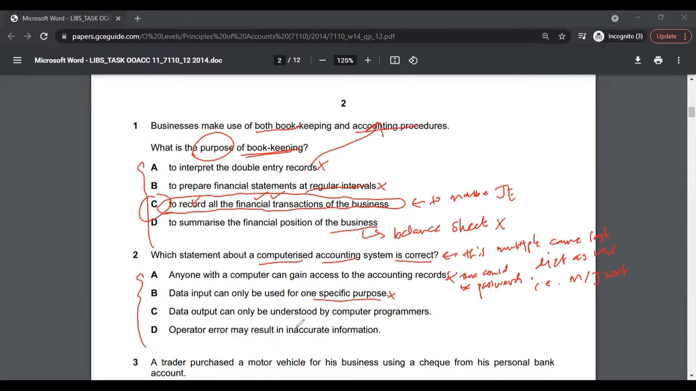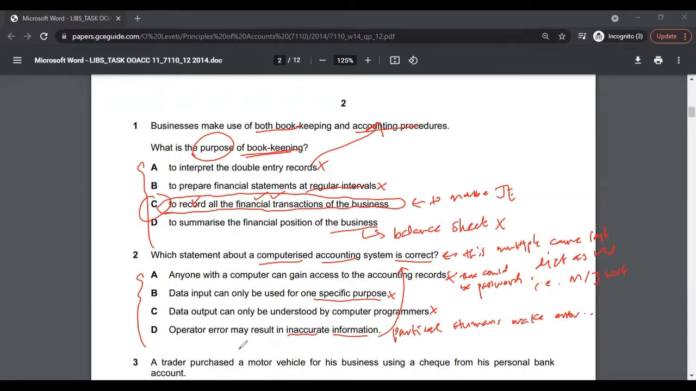Option C, data output can only be understood by computer programmers. If this was the case, then why would you use a computerized accounting system? Therefore, option C is absolutely wrong. Option D, operator may result in inaccurate information. Now, this is very practical. Humans make errors.